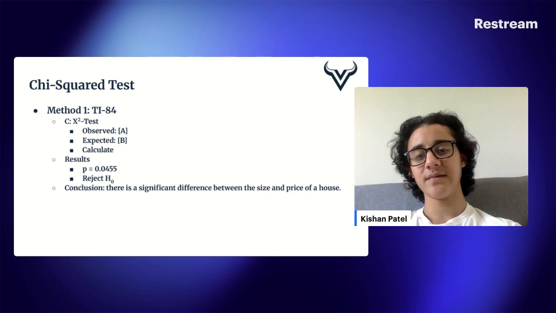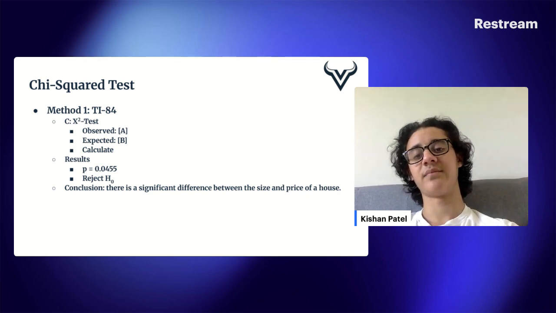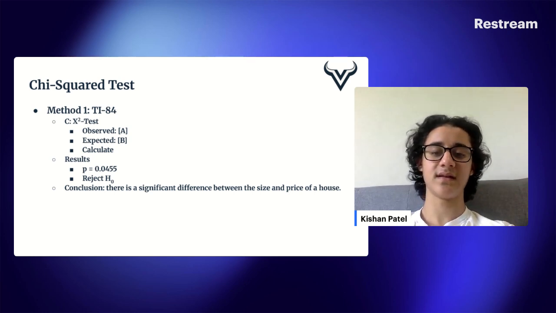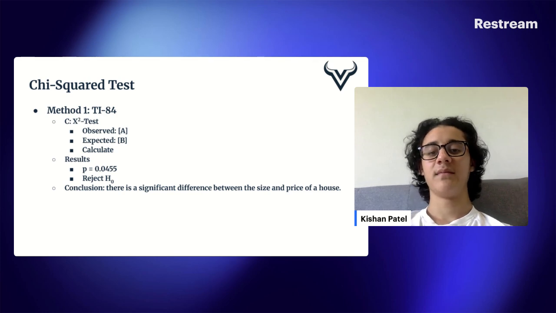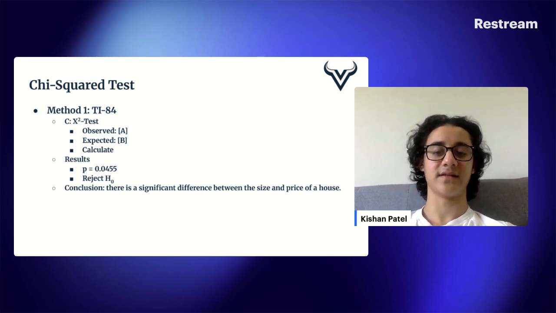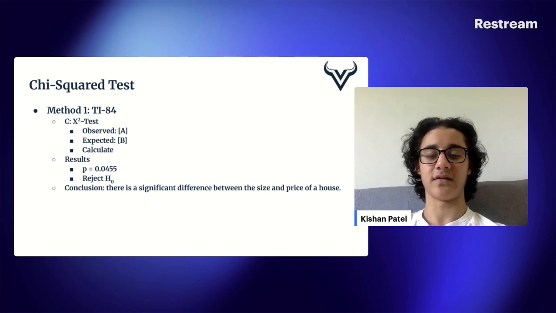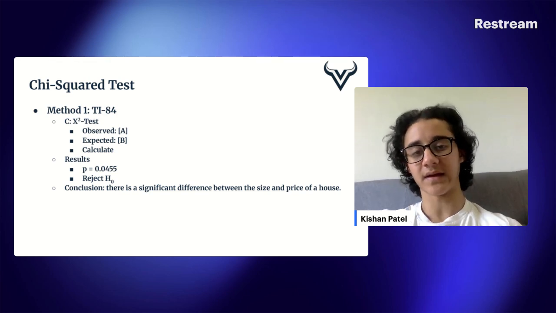Then you click on calculate, and the results show that P equals 0.0455, meaning that you will reject the null hypothesis because it is less than 0.05. There is a significant association between the size and price of a house, not a difference. And that is what we would expect.